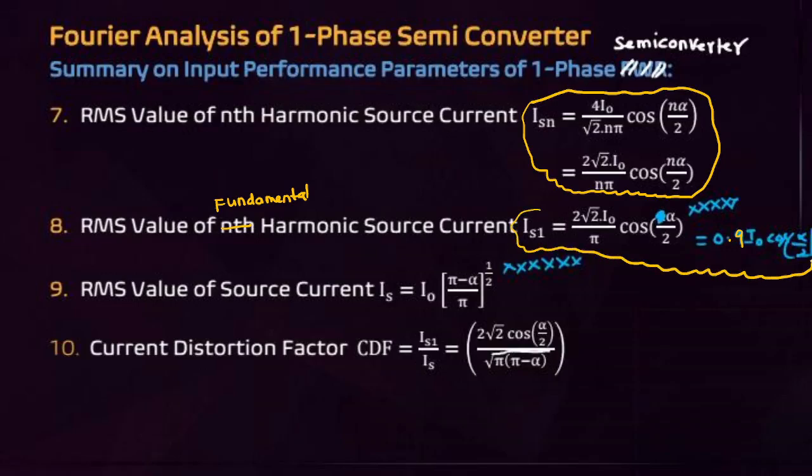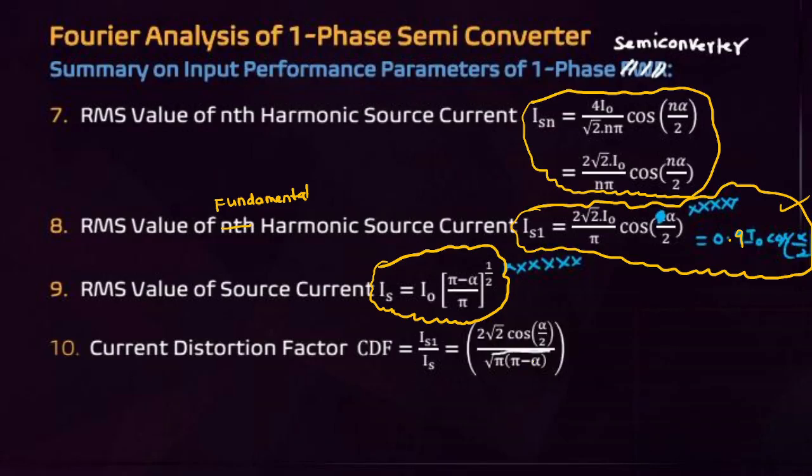Very important. In a full wave rectifier, it is 0.9 I0. But here we get an extra cos alpha by 2. For full wave rectifier formulas, just multiply with cos alpha by 2. Those are the formulas of the semi-converter. Easily remember it like that. What is the RMS value of source current, students? In the case of full wave rectifier, RMS source current is I0. But here it is I0 into square root of pi minus alpha by pi, students.